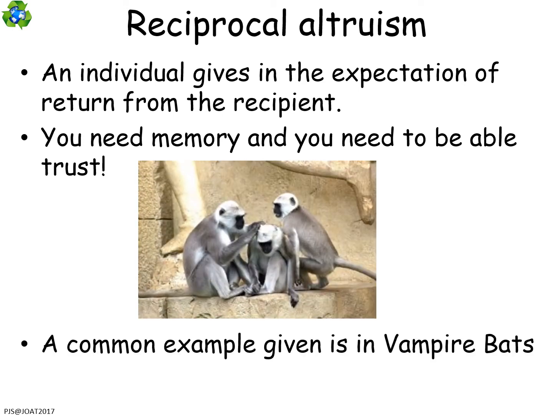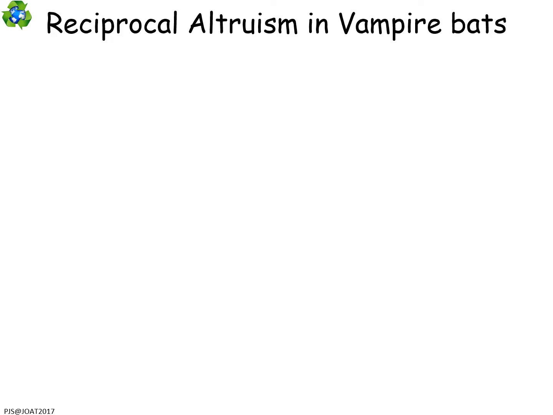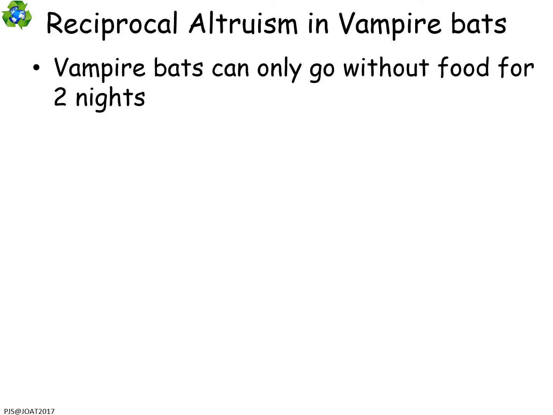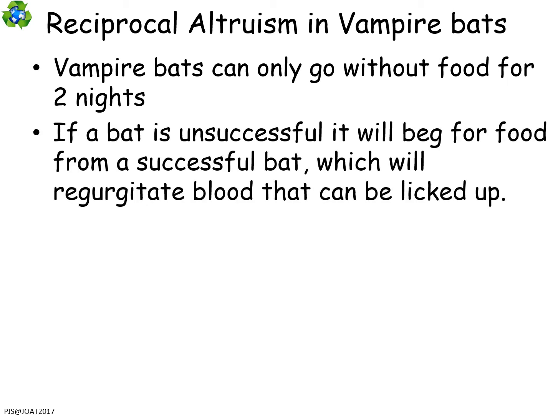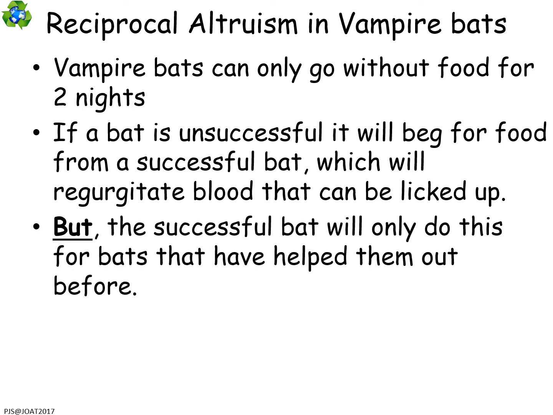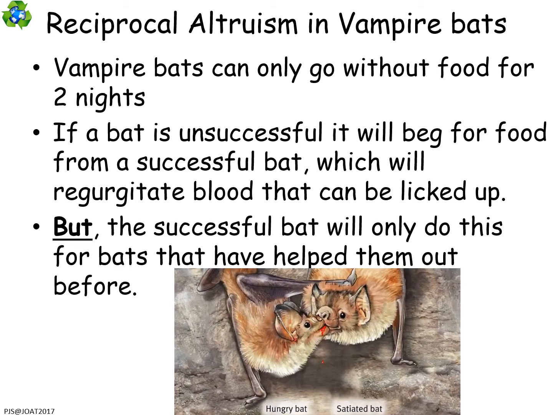Very common example given for that is in vampire bats. So vampire bats can only go without food for 2 nights. If they're unsuccessful, then it will beg for food from a successful bat, which can regurgitate some of the blood, and that can be licked up. Okay, but the successful bats will only do this for bats that have helped them out before. Now, obviously that means at some point a bat has to trust, but they will remember who's helped them out.